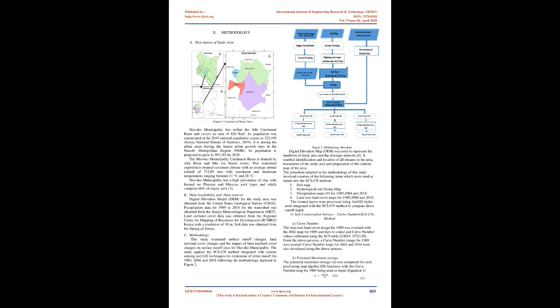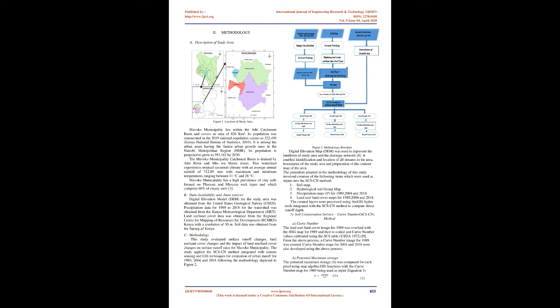Figure 2, Methodology Flowchart. Digital Elevation Map, DEM, was used to represent the landform of the study area and the drainage network. It enabled identification and location of all streams in the area, boundaries of the study area and preparation of the contour map of the area. The procedure adopted in the methodology of this study involved creation of the following items which were used as inputs into the SCS-CN method.